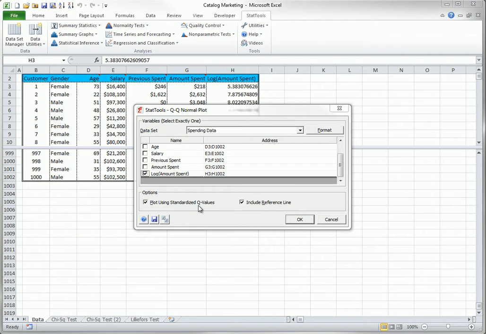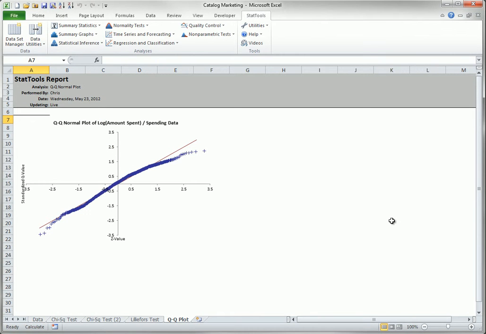This first option simply changes the scales of the axes. This second option shows a 45-degree reference line for comparison. Here is the resulting QQ plot. It indicates some mild departures from normality in the two tails of the log distribution.